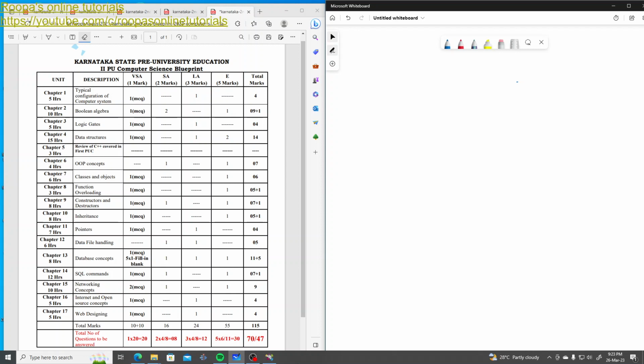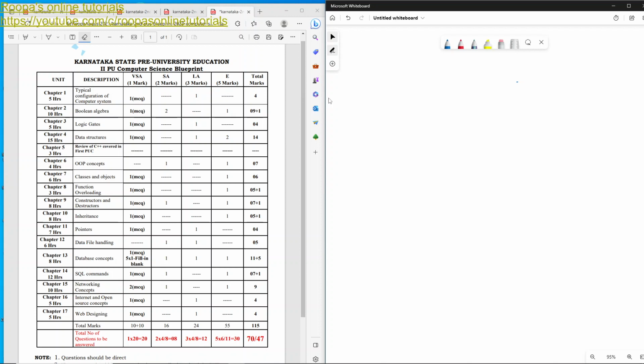If you observe this model paper, the part A questions are the very short answers carrying 1 mark, and they are all MCQs. So 15 MCQs are there in part A, from 15 chapters. Only chapter 6 and chapter 12 questions are excluded, so the rest of it you have to read for the MCQs.